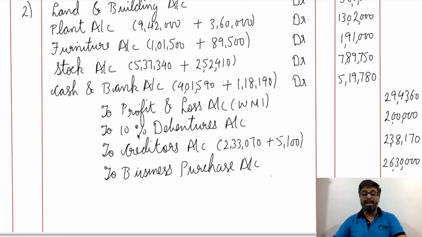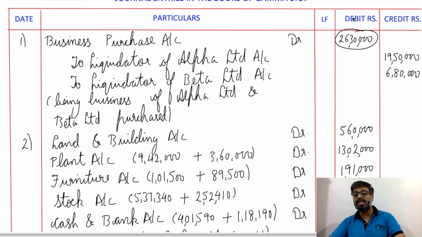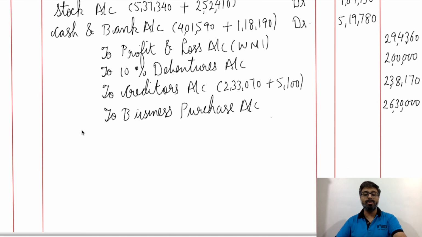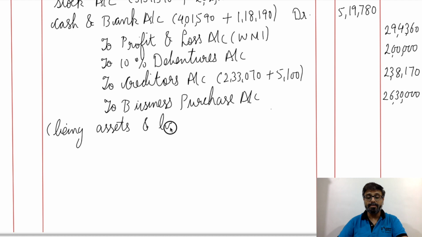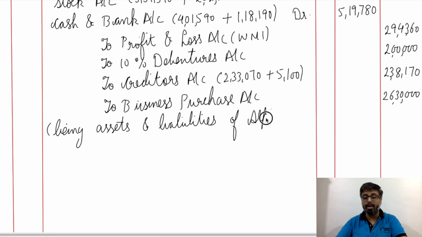Then the other liabilities are debentures and creditors. Assets account debit, to liabilities, to business purchase with purchase consideration 26,30,000. So a very important entry, being assets and liabilities of Alpha Limited and Beta Limited taken over.